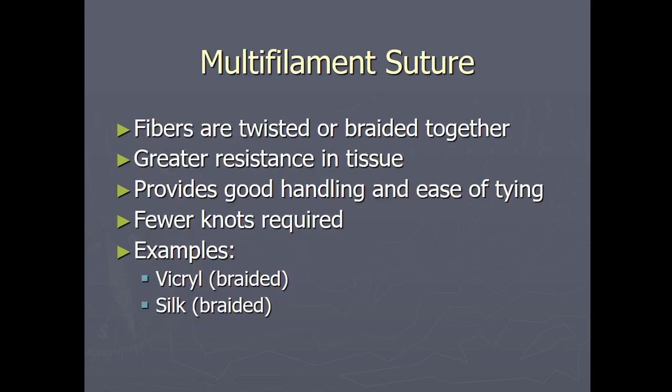So, multifilament sutures. Fibers are twisted or braided together. So please note, either it is twisted or braided, and it has greater resistance in tissue, provides good handling and ease of tying. Fewer knots are required because of the braiding; it will not be slippery. Examples are Vicryl or silk.